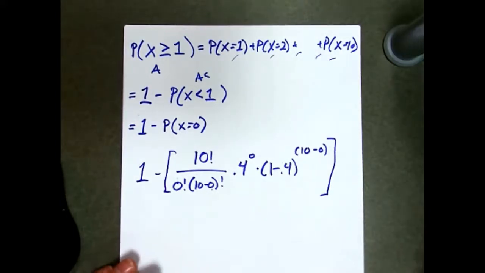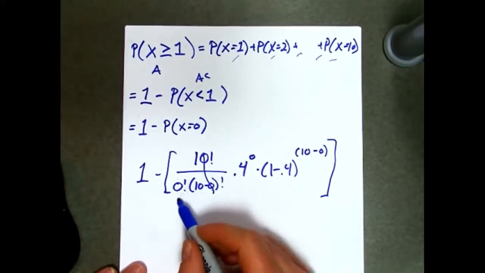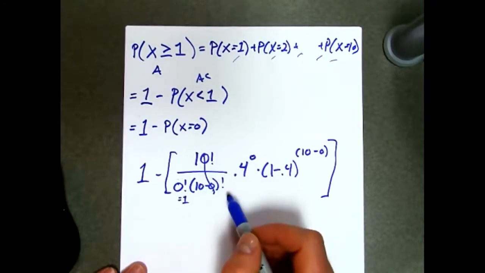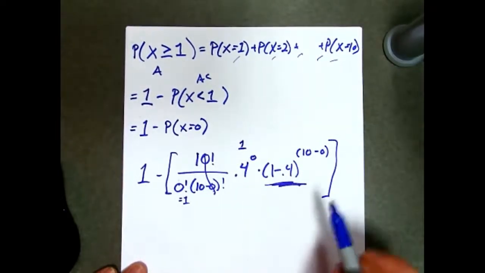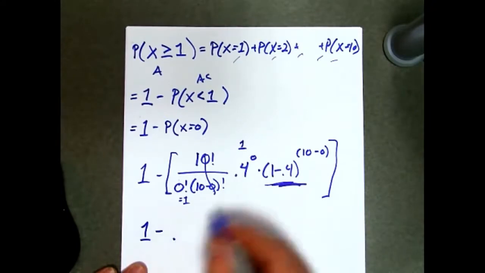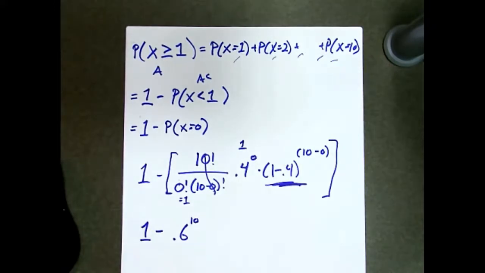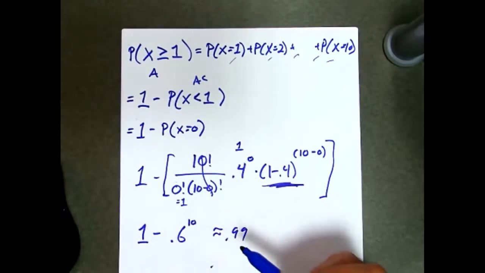Well, I can simplify this down quite a bit. 10 factorial over 10 factorial cancels. 0 factorial is 1. This entire fraction here is 1. 0.4 to the 0 power, anything to the 0 power is 1. So really all I'm left with is this guy over here. So 1 minus 0.6 to the 10th. So things simplify down quite a bit there. I wouldn't have to enter that whole thing into my calculator, maybe making a mistake. I don't know, this is like 0.99 something, right? This is a very small number.